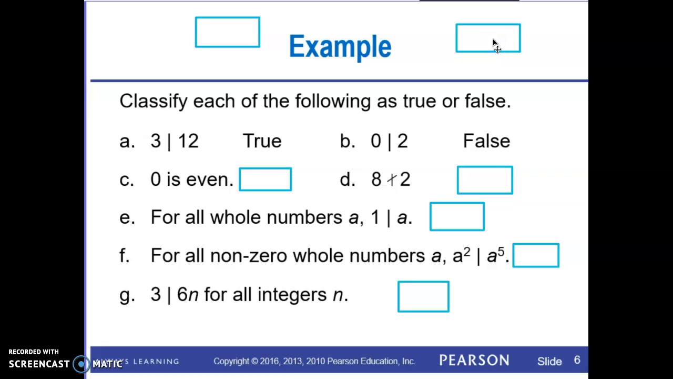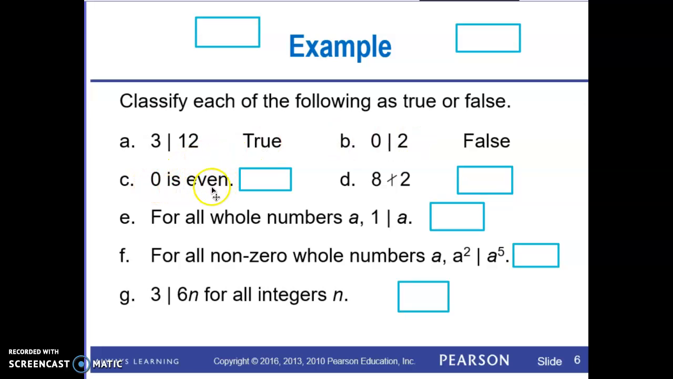Remember, we talked about when we were doing division that 0 doesn't divide anything. We cannot divide by 0. That gives us something that is undefined or indeterminate. So anytime you have 0 here on the left-hand side, that is not going to be a true statement. All right, how about this one?